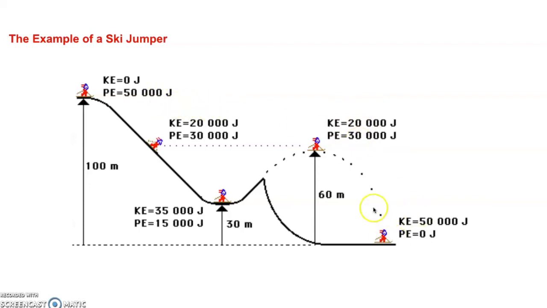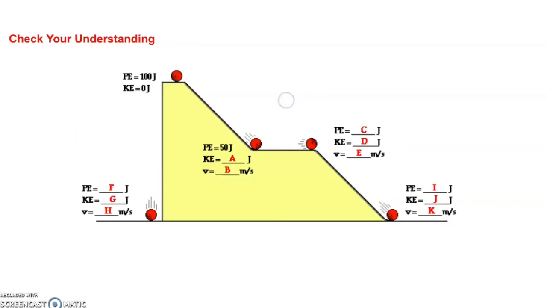And then when we hit the bottom, all of our potential at the top has been converted into kinetic. Again, this is without friction, so no work's being done. Total mechanical energy is conserved. So we're going to do this one on the board.